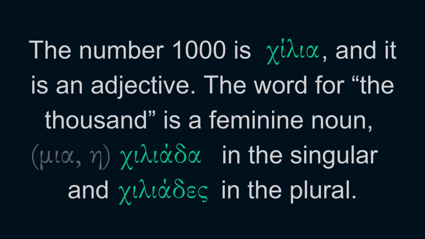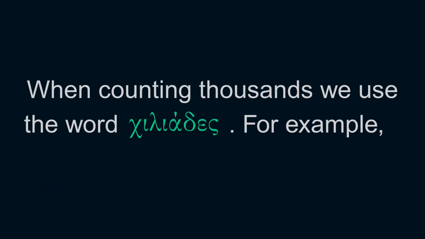The number 1000 is χίλια, and it is an adjective. The word for the thousand is a feminine noun, η χιλιάδα in the singular and χιλιάδες in the plural. When counting thousands, we use the word χιλιάδες.